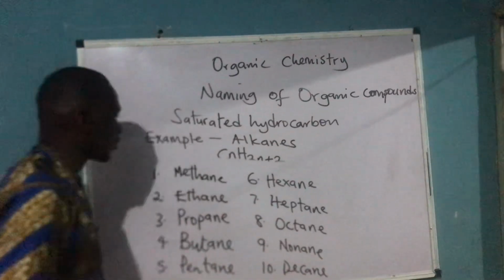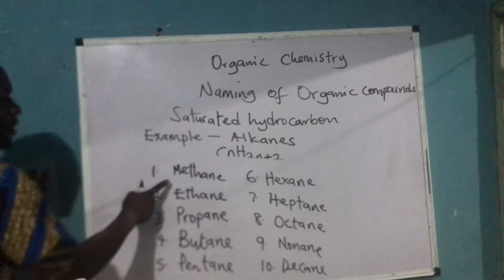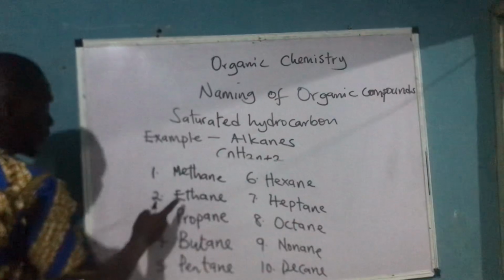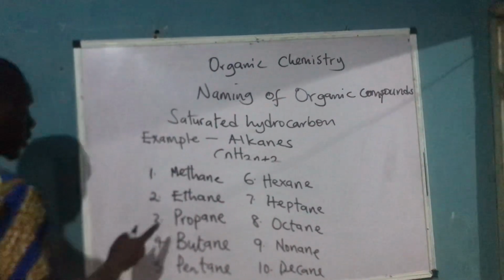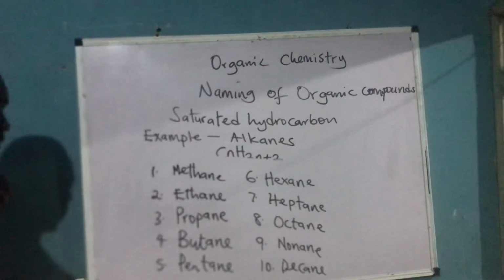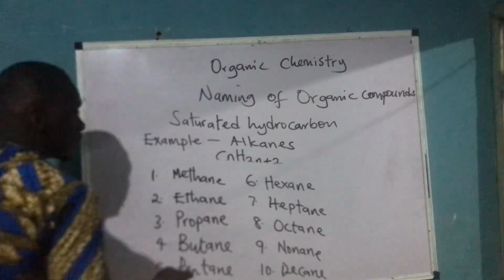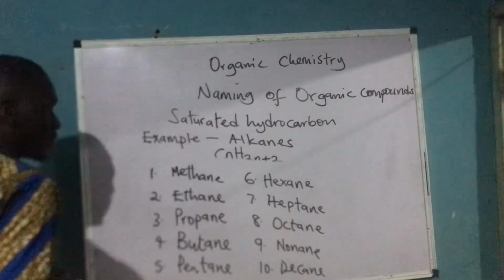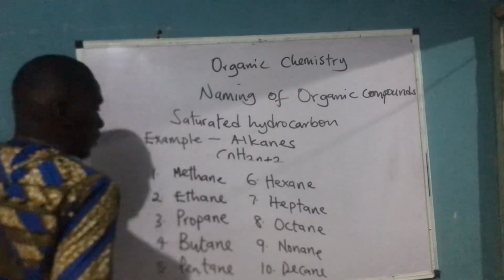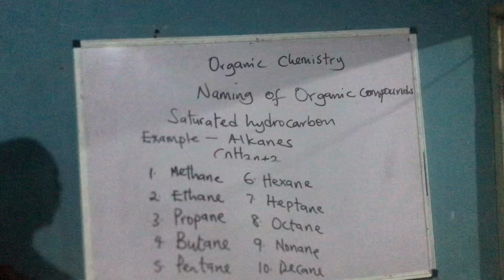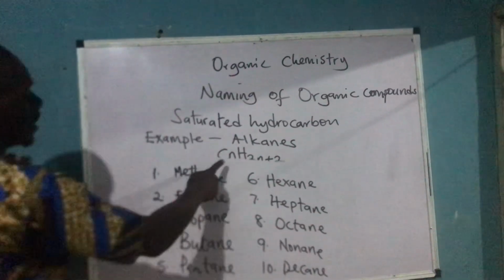Now, let's go. Naming, the first member is, so repeat after me, methane, ethane, propane, butane, pentane, hexane, heptane, octane, nonane, and decane.